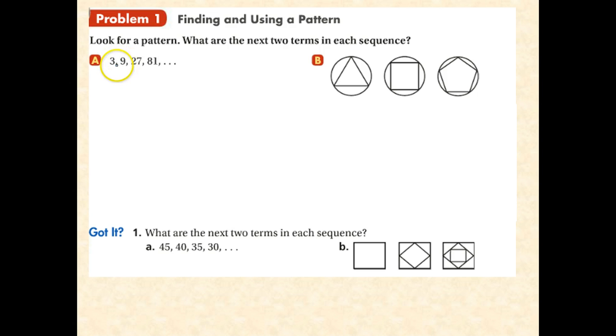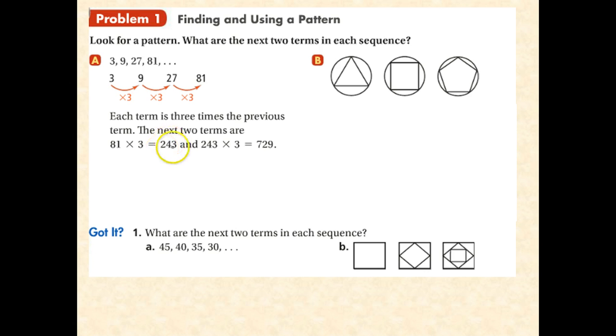How about multiplying by 3? 3 times 3 is 9. 9 times 3 is 27. 27 times 3 is 81. So cool, we're multiplying by 3 each time. Alright, so then what are my next two terms? The 81 times 3 is 243. And 243 times 3 is 729.